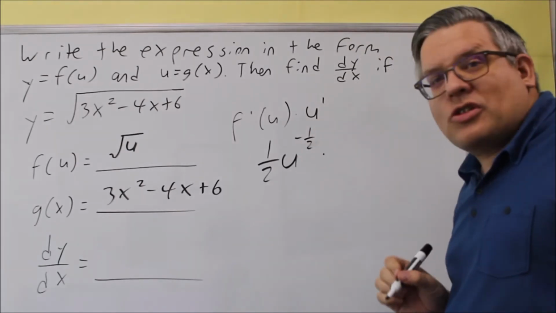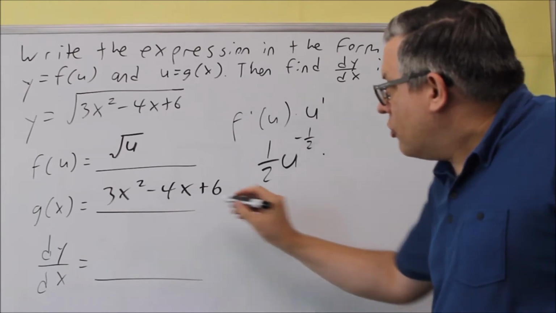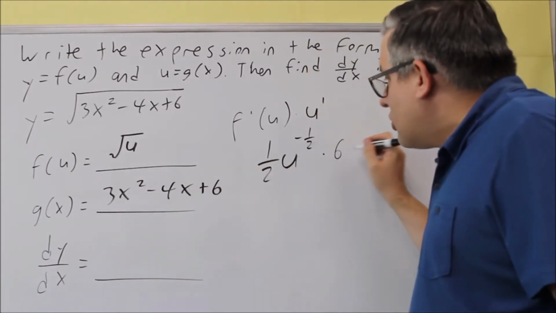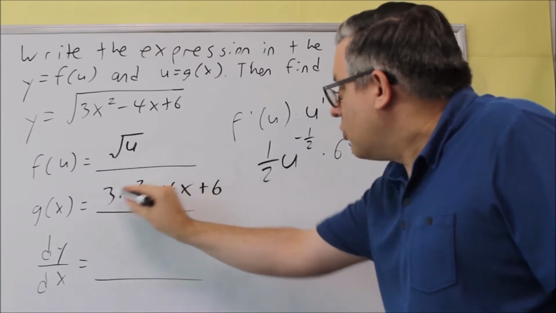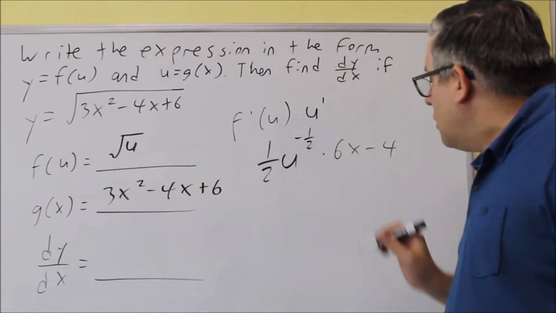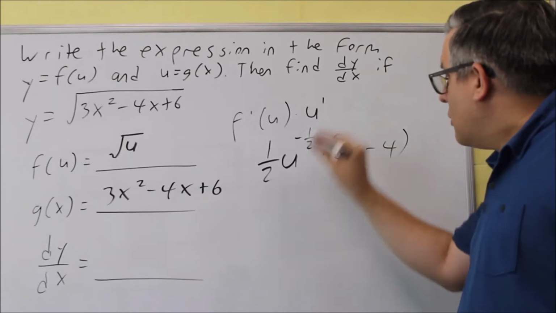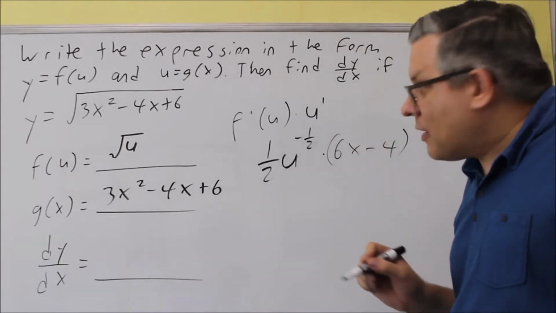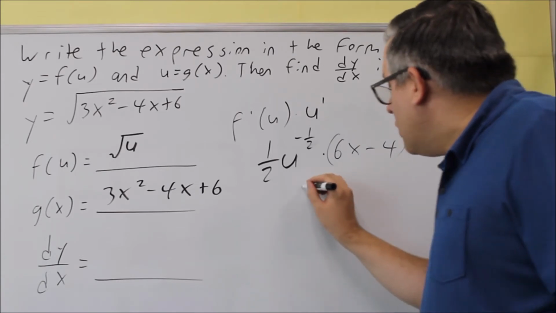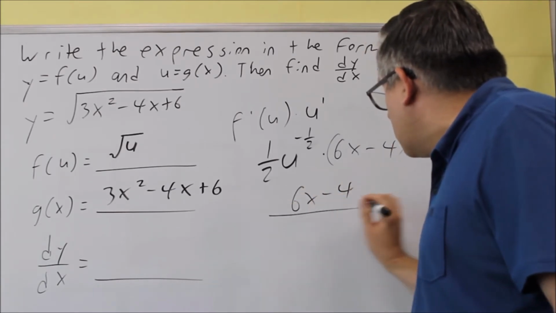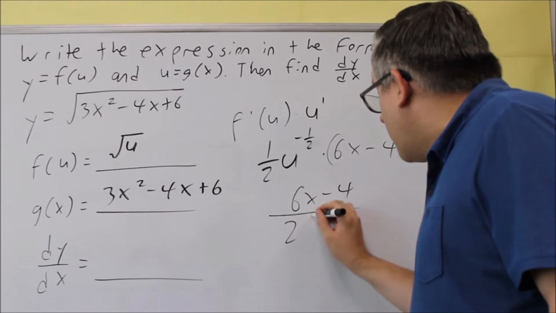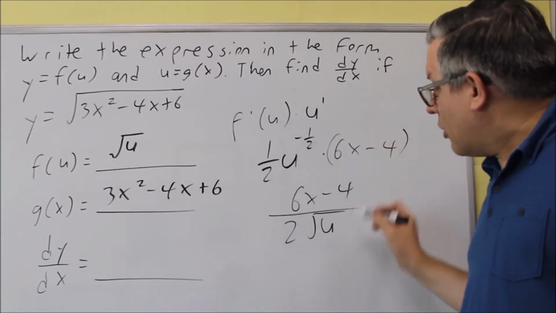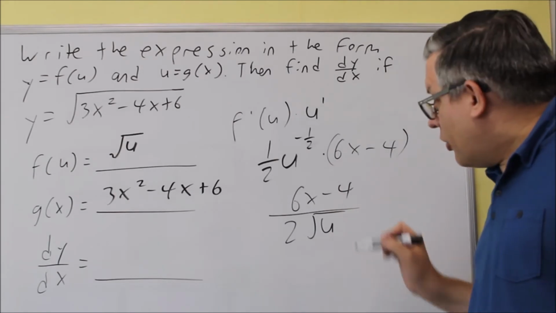Now we're going to multiply this by the derivative of u, which is basically going to be this right here. So you're going to get 6x by using the power rule, 6x minus 4. So now we have this. We're going to rewrite this. Okay, so first of all, the 6x minus 4 goes on top, and then on the bottom I'm going to have a 2 square root of u. It's a negative power, so we can put it on the bottom like that.